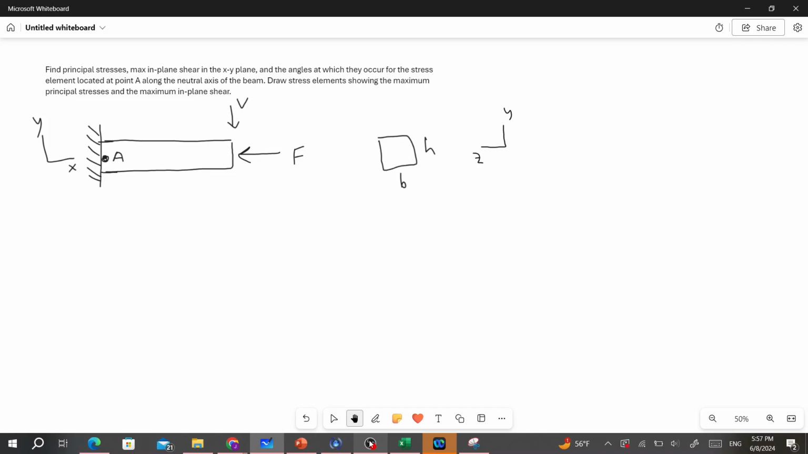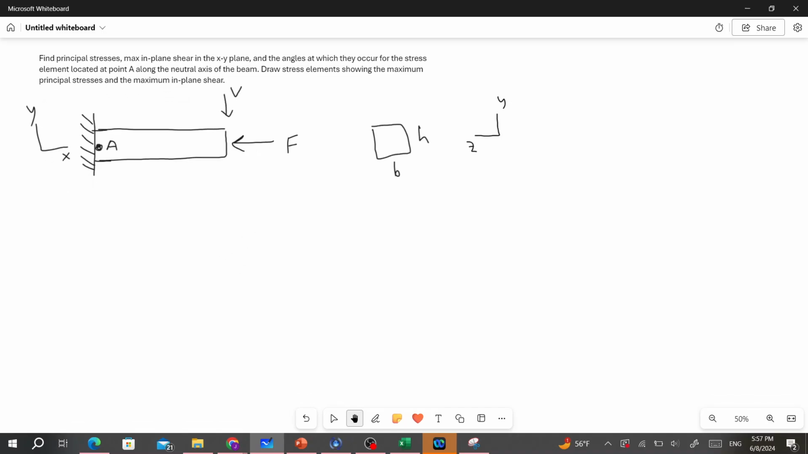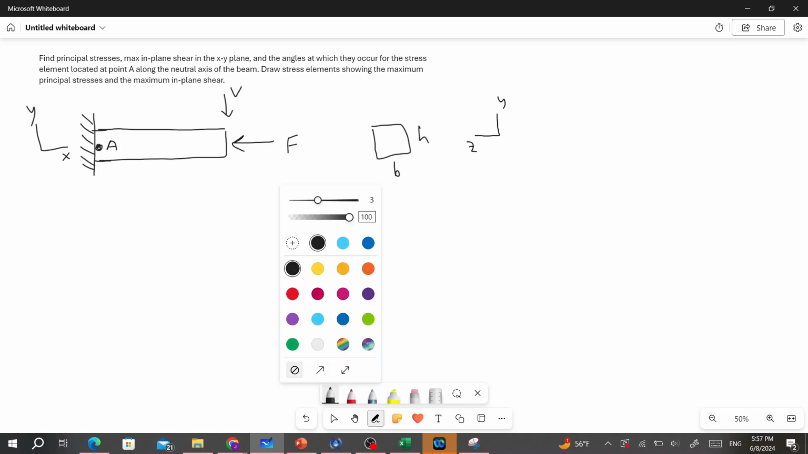So there's a compressive force F acting on the right end and a downward force V. And then we're interested in finding these stresses at point A, which is along the neutral axis of the beam. Since we've already covered how to find the stresses at an element at A, we won't repeat the exercise just to save us some time, and I'll go ahead and draw what our stress element would look like.